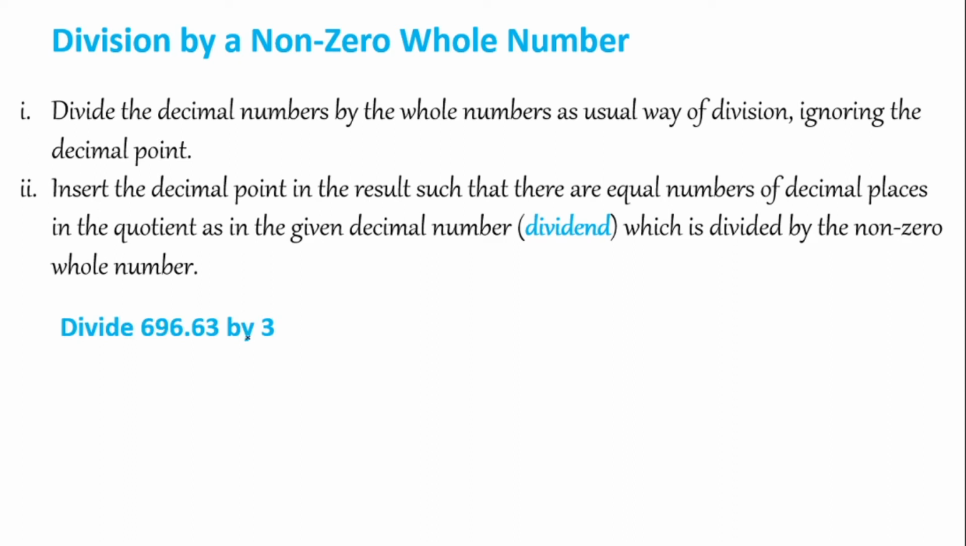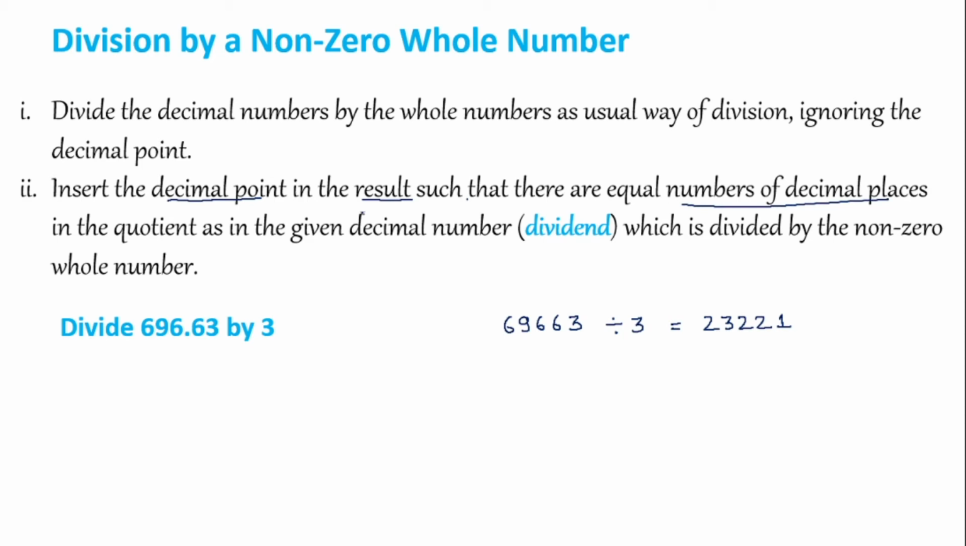You have to divide 696.63 by 3. The first step is you have to divide the decimal number by the whole number, ignoring the decimal point. So just divide 69663 by 3. So your answer is 23221.